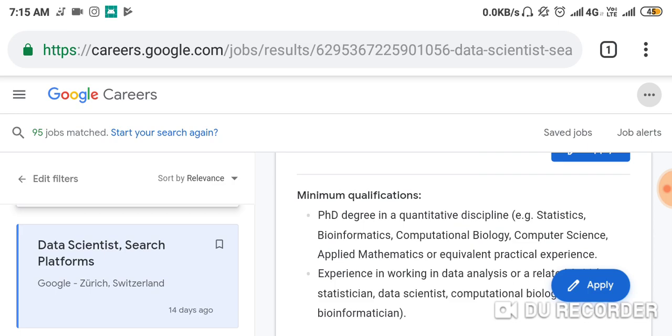So you have to prepare yourself, or you should get a degree in these quantitative disciplines, and this will prove very useful. If we talk about the minimum qualification, then a bachelor's will be the minimum. But if you have a master's, then this will be more preferable. And if you have a PhD, then it's very nice.